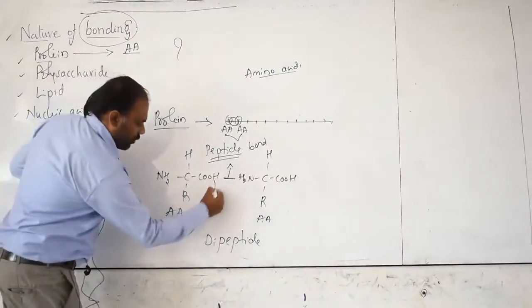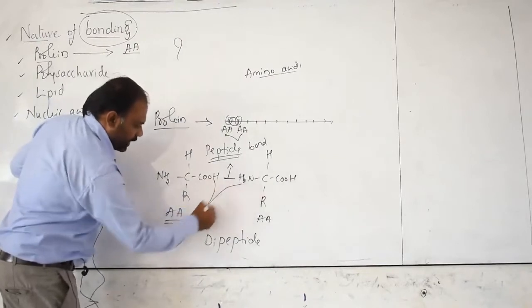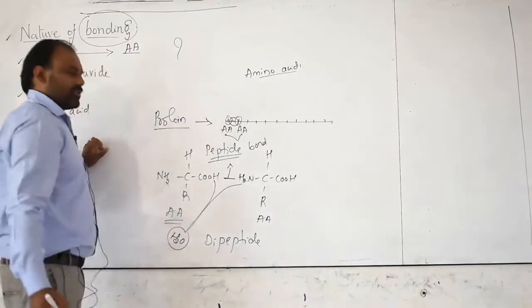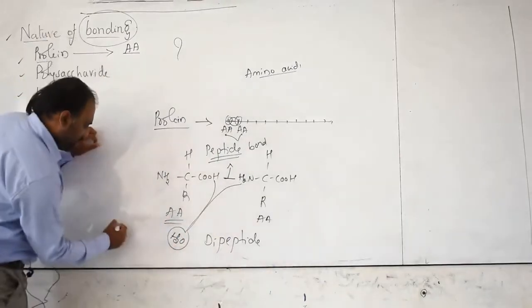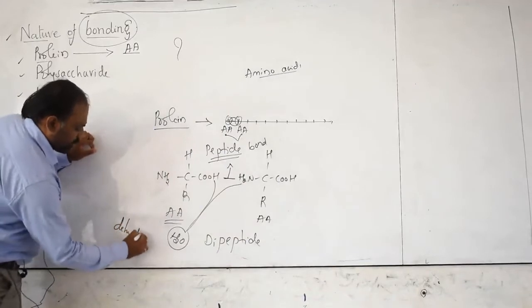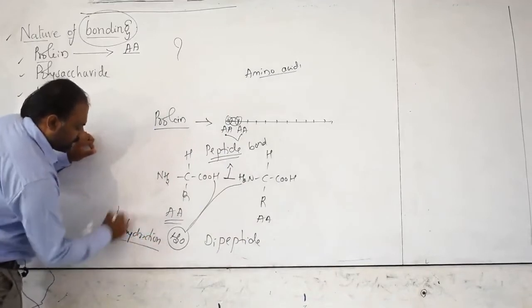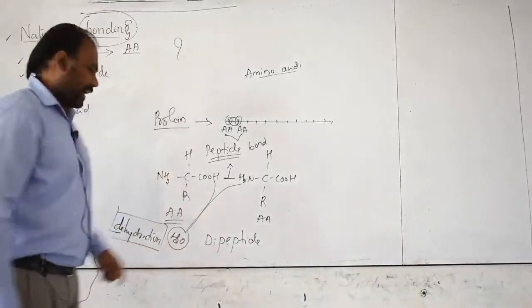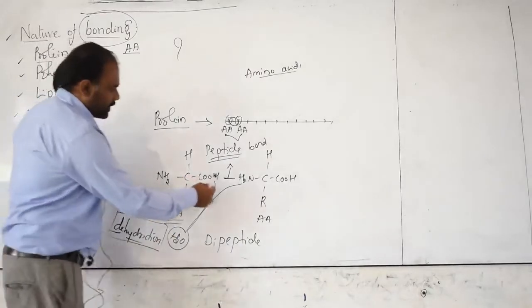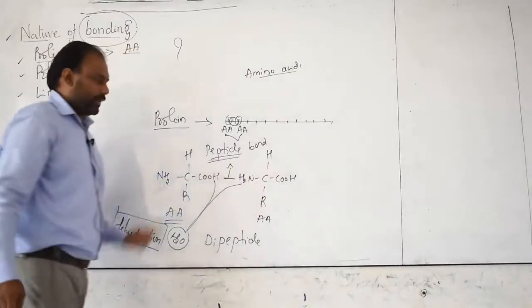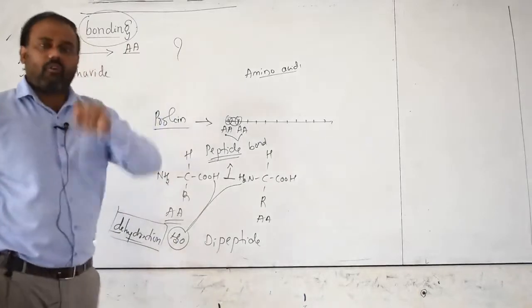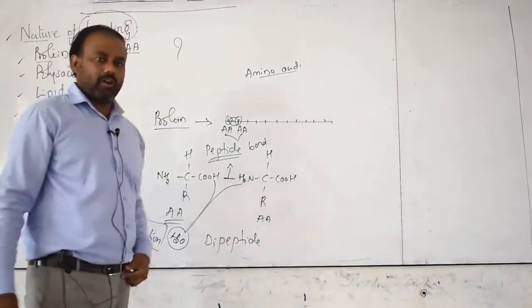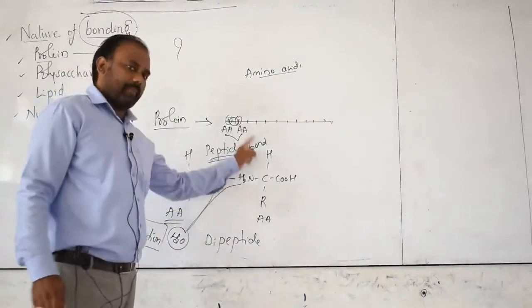That peptide bond is formed by the elimination of a water molecule. Here the H2 and here from the O, nothing but elimination of a water molecule. That process is considered dehydration. Remember the word: D refers to removal and hydration refers to water. This peptide bond is formed between two amino acids by elimination of water. Only when water is eliminated can the bond be formed. This is the peptide bond.